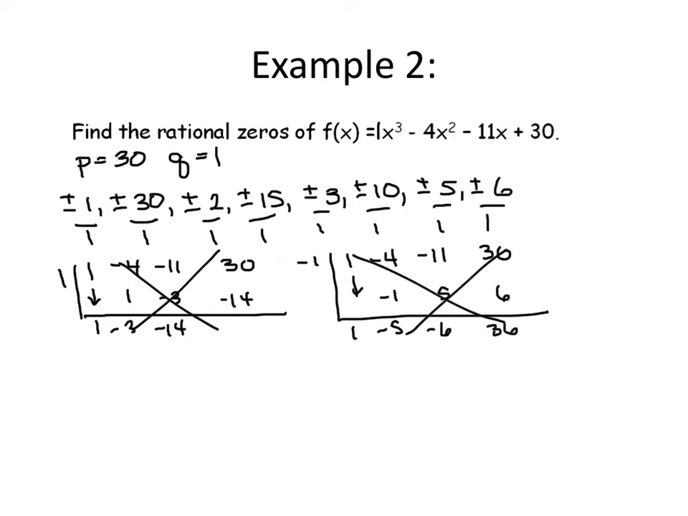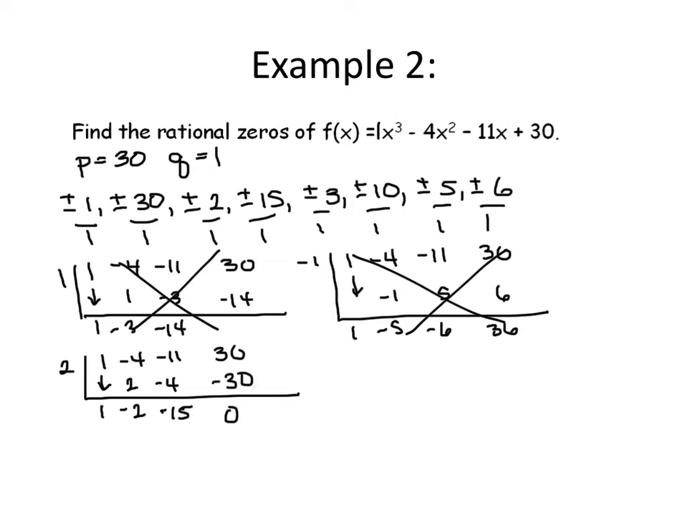I'm not going to do 30 because the likelihood of it working is pretty small. So I'm going to do 2. All right, so 1, -4, -11, 30. Bring down the first term. 1, multiply 2, -2, -4. That would make -15. Multiply, that would make -30, 0. Finally, we have one that works. That's all we need is one of them to work. We don't have to plug any more of those rational zeros in.